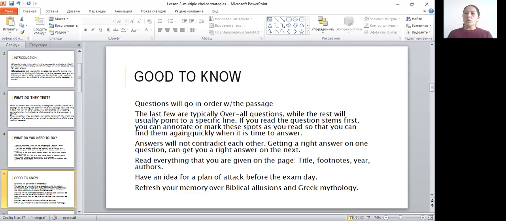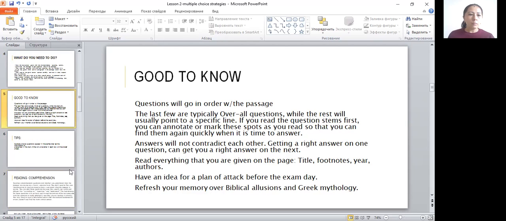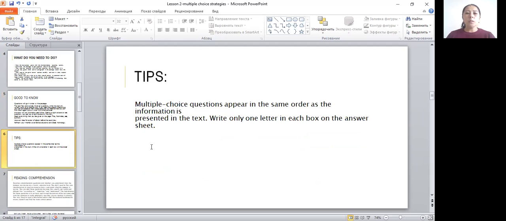Answers will not contradict each other. Sometimes you can get the right answer from the questions, and you can get the right answer from the passage or text. And another tip: we can say multiple choice questions are gifts for a candidate, because the order of the questions goes step by step. It is presented in the text in order. You should only write one letter in each box, that's all.